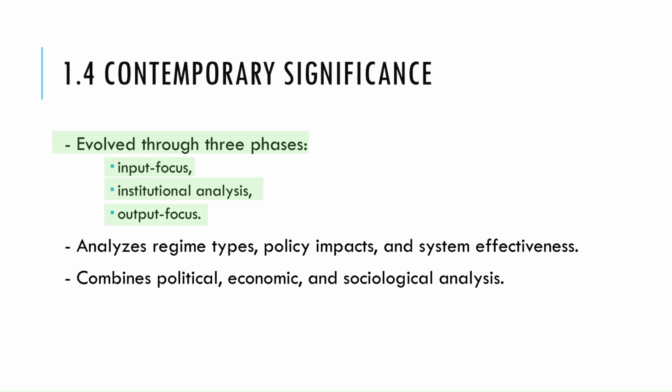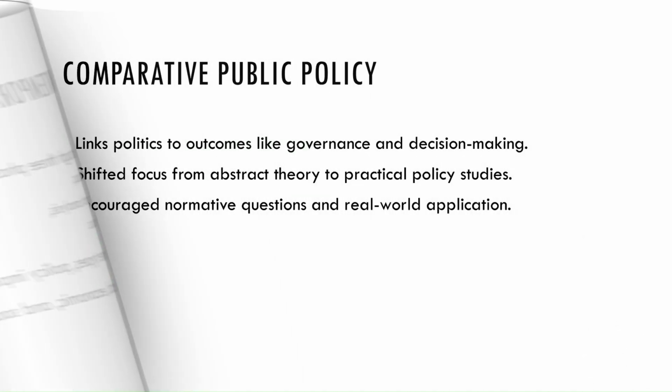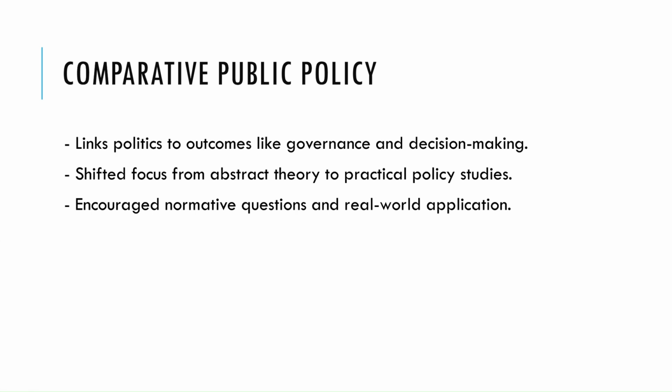Together, these phases analyze regime types, policy impacts, and system effectiveness by combining political, economic, and sociological analysis. This led to the study of public policy and political economy, focusing on outcomes like development, welfare, and economic choices. Let's switch to the next slide and explore how comparative politics has become more practical and outcome-focused in recent decades.